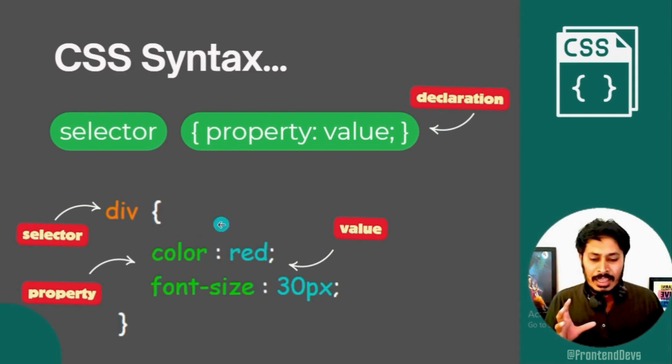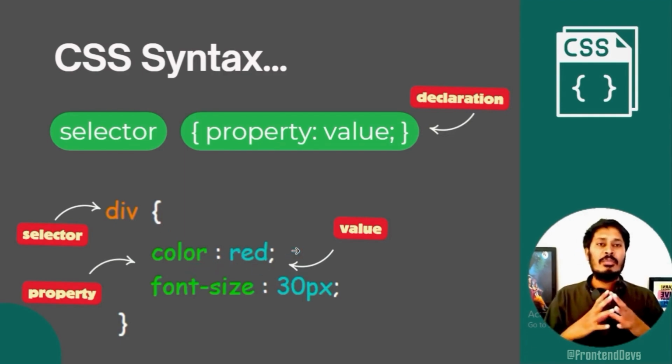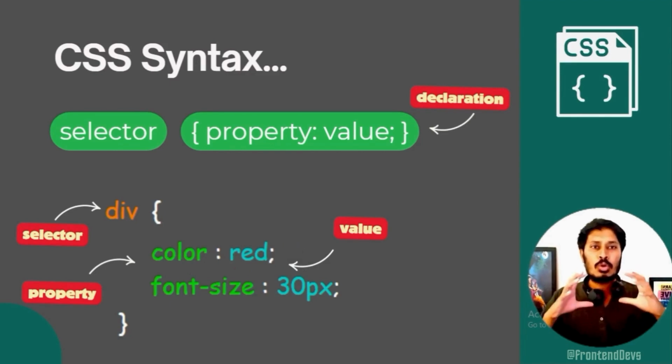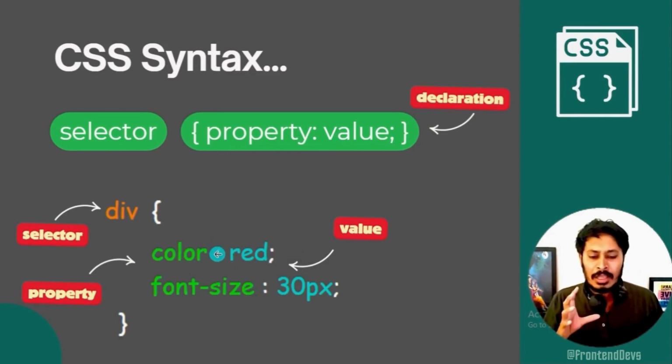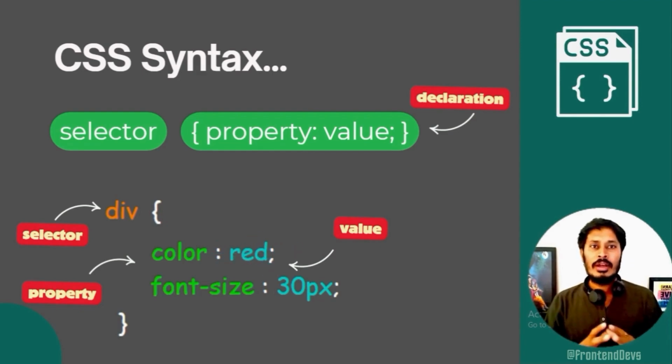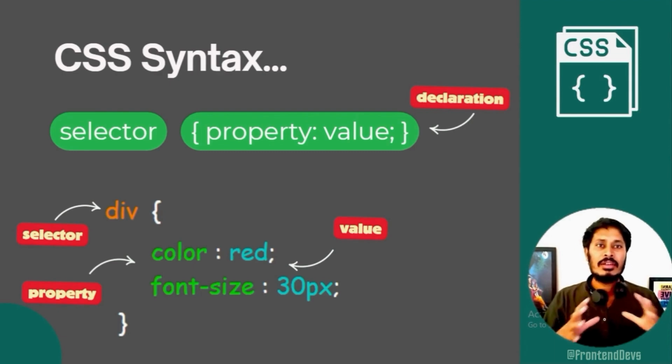The first declaration or the property is color, and for that we have value as red. That means for our div we will give the color as red, and we will give font size as 30 pixel. Font size means how big we want to show that text. After property we need to give the colon, and after value we need to give the semicolon. Let's move to the VS Code and understand this syntax with the help of an example.